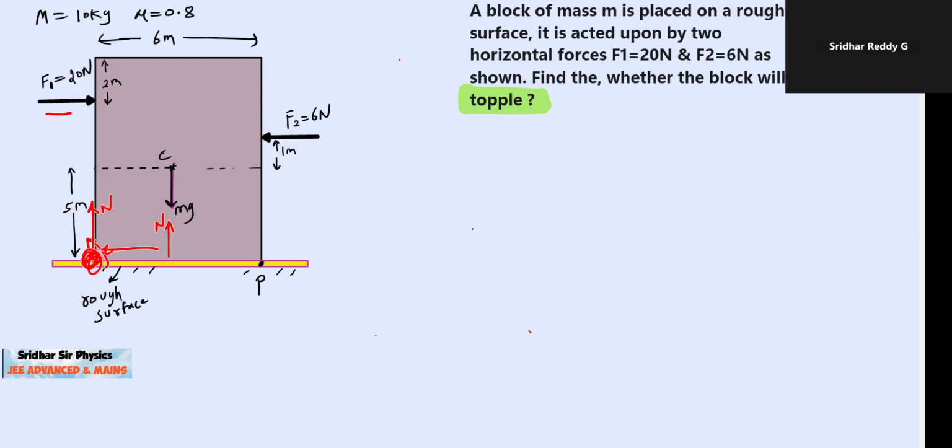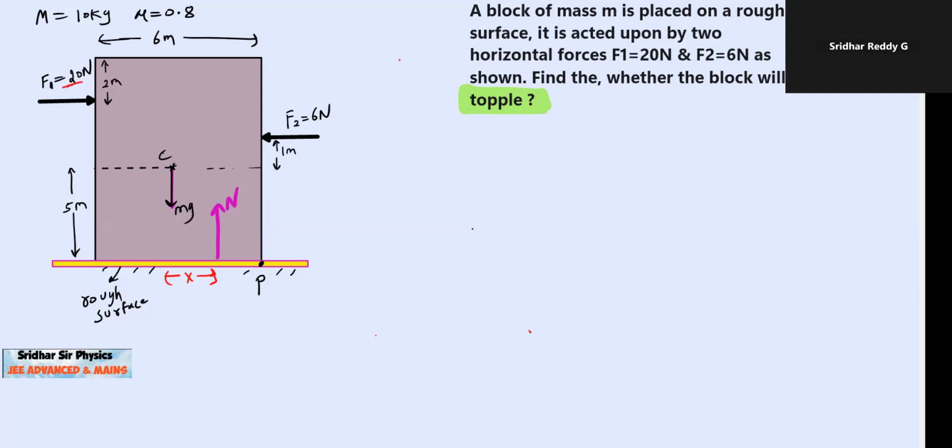How can we decide? Look at this force F1, this F2, and the friction also will act. They all have a tendency to rotate about the center of mass clockwise. Therefore, the block has a tendency to topple about point P. Based on that assumption, we are assuming that the normal reaction will shift like this, and let the shift be x.